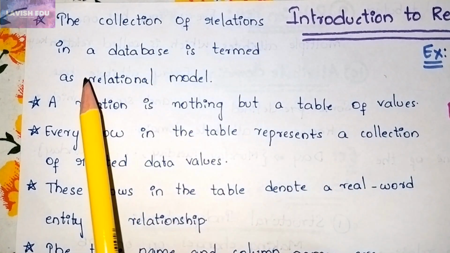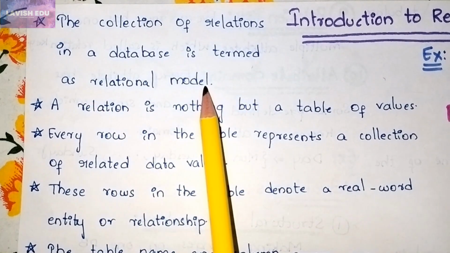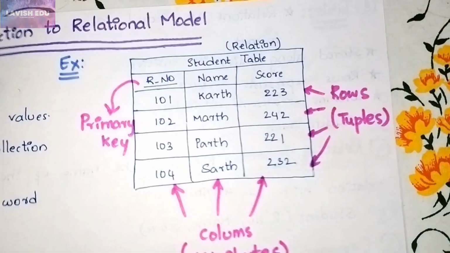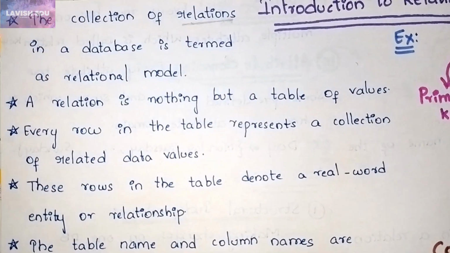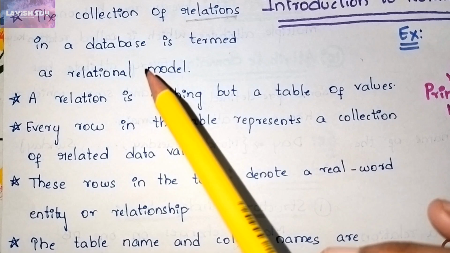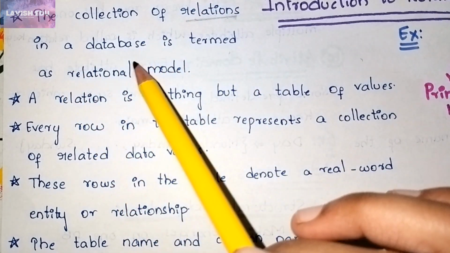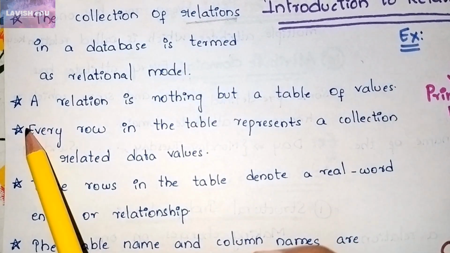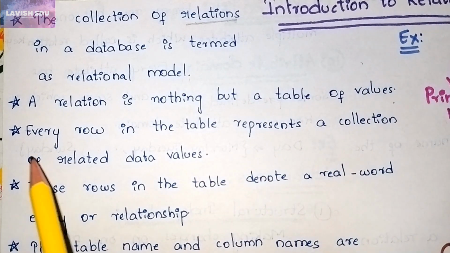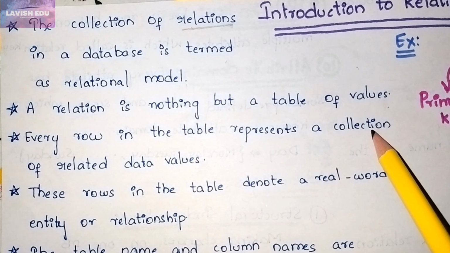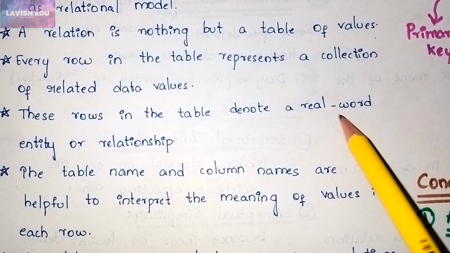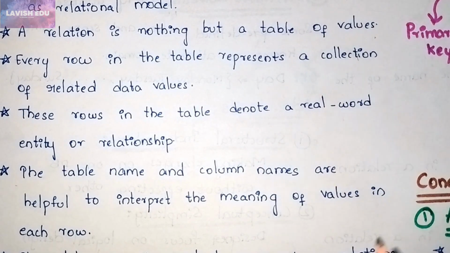The collection of relations in a database is termed as a relational model. Relations are nothing but tables. As we represent here, this is nothing but a table, and this kind of collection of tables, that is our data in our database, is termed as a relational model. A relation is nothing but a table of values, as we have already seen in the example. Every row in the table represents a collection of related data values. These rows in the table denote a real world entity or relationship.